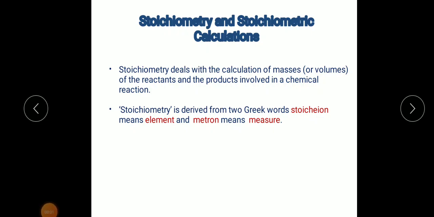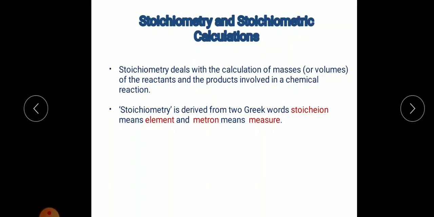Hello class. In our last class, we saw the numericals based on empirical and molecular formula, and we learned how we can calculate the empirical and molecular formula if the percentage composition of the elements and either molecular mass or vapor density is given. Okay, so that was our last topic.